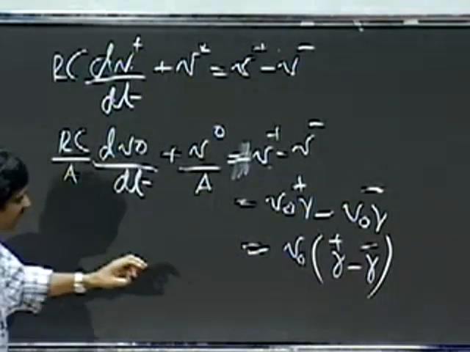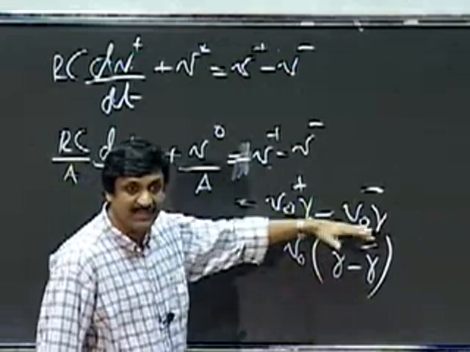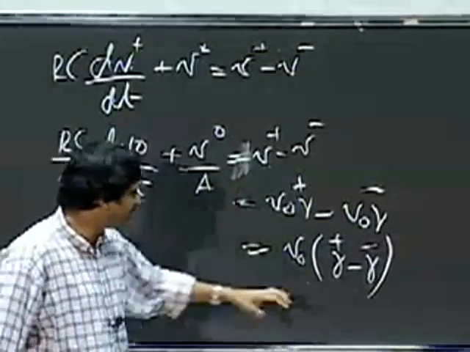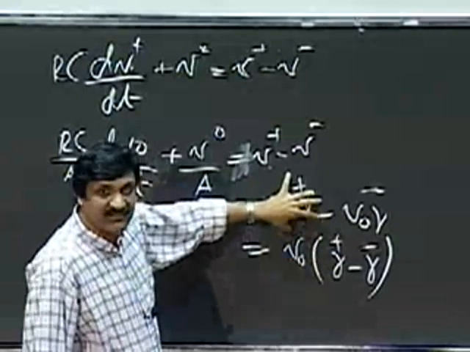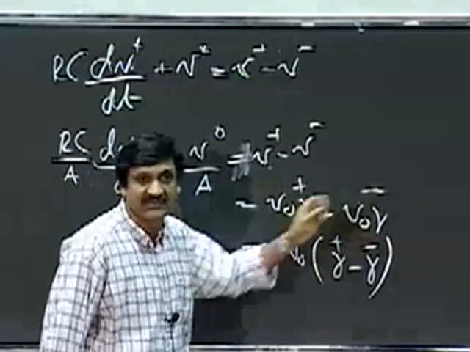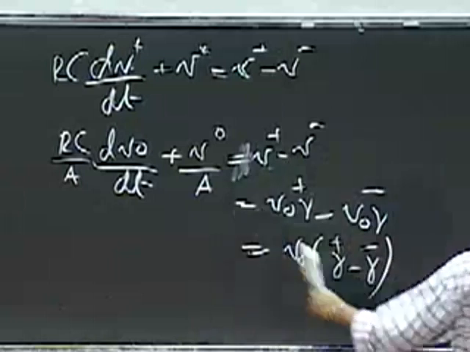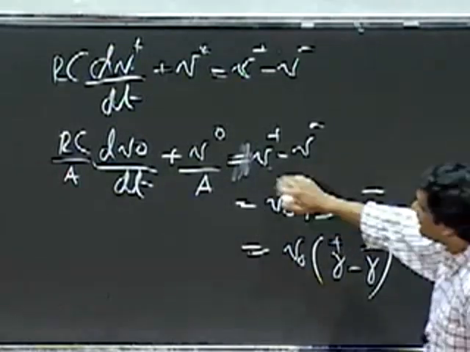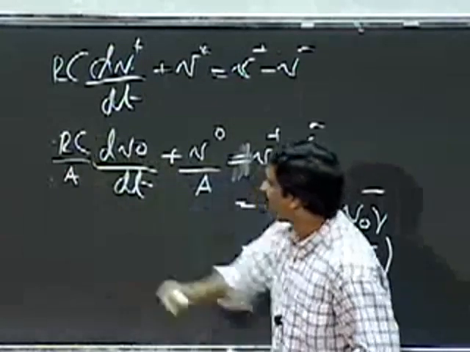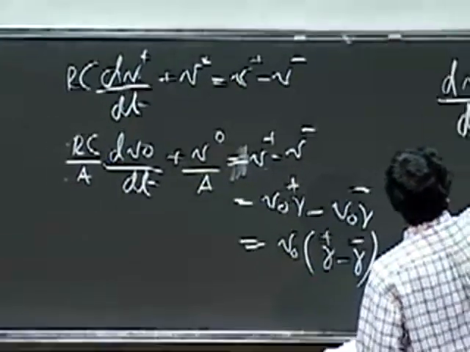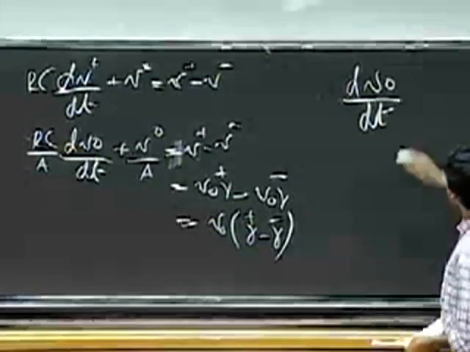Don't get psyched by gamma plus and gamma minus. Simply read this as replace with F1 and F2 if you like. So V naught times some fraction minus V naught times some other fraction. I'm feeding back some fraction of the output to the positive and to the negative terminals. So then, moving things around a little bit, I divide throughout by A divided by RC.